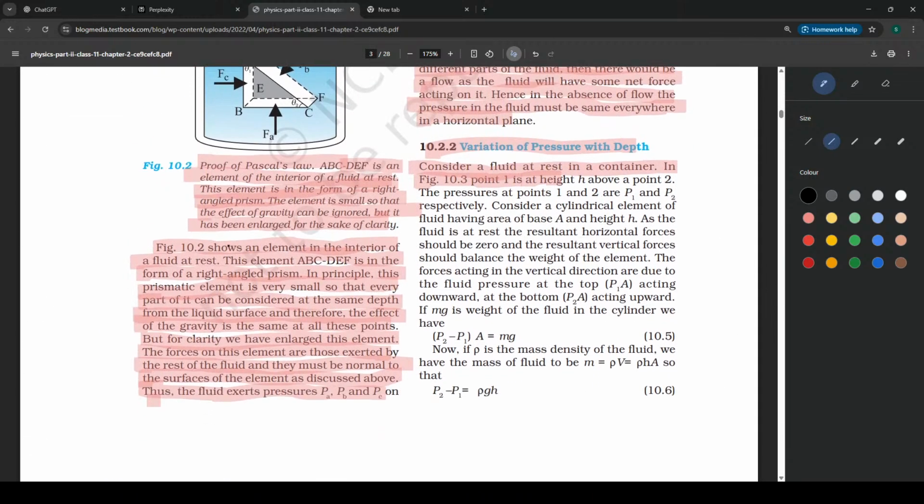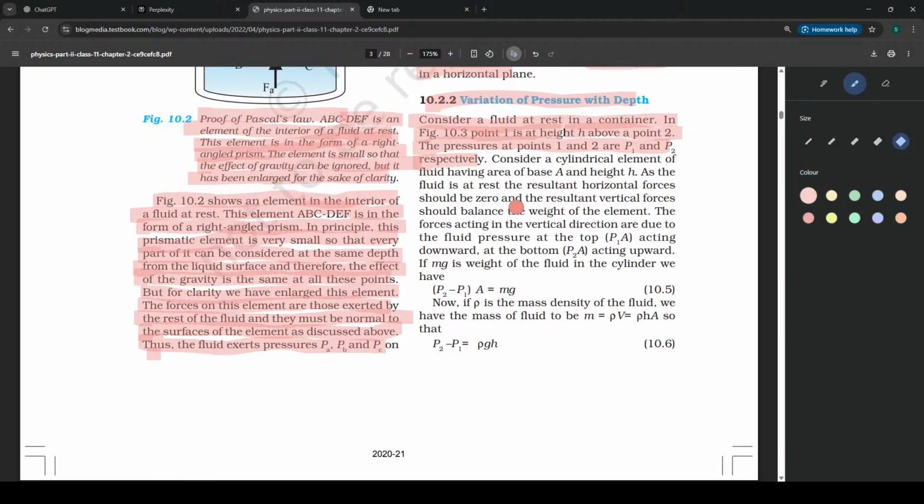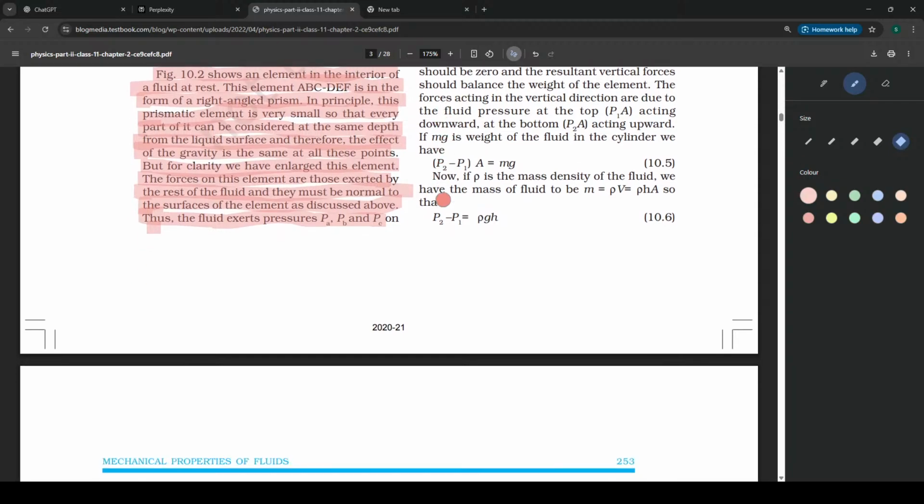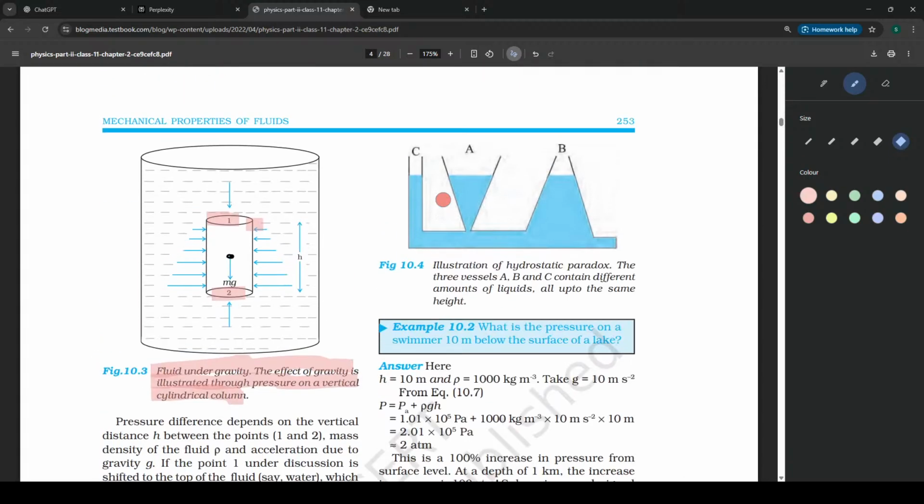Let's consider a point at rest in a container in figure 10.3.1 at height h above a point 2. The pressures at points 1 and 2 are P1 and P2 respectively.